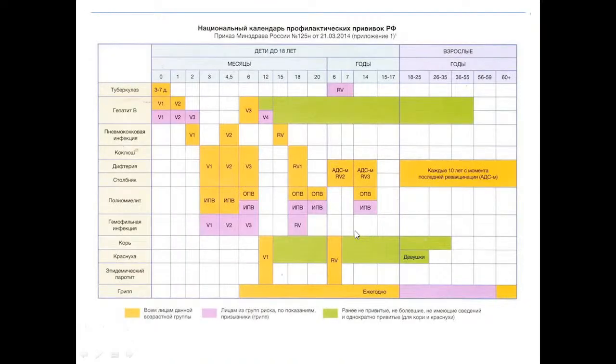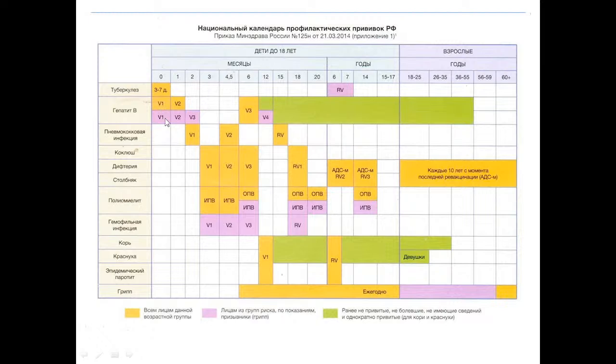So the next slide. Here you see the schedule of vaccination in the Russian Federation. You should tell us on this exam that it's in document number 125 of the 21st of March of 2014. And you see here that we should vaccinate a child before 18 years old, and adults from 18 years old until death. And we see points B and points RV.